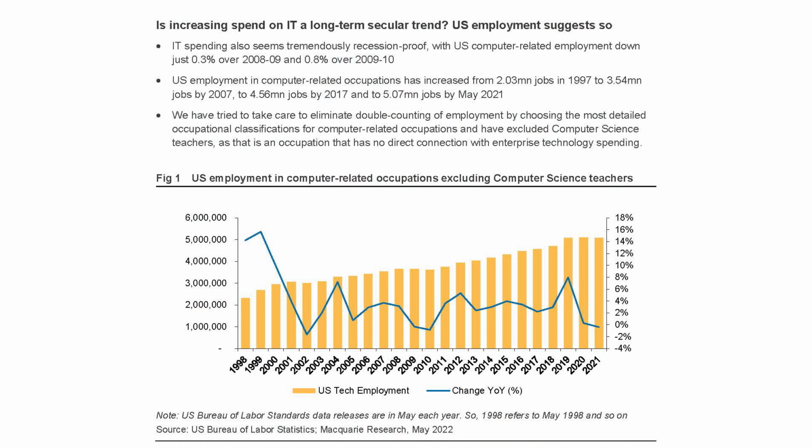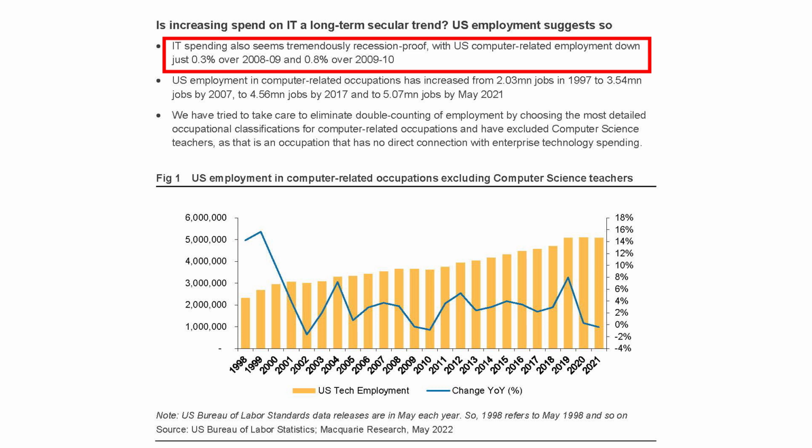And the first two lines have very good information there, so that if you're skimming through it, you get the information that you're looking for. As we go down, there was a graph, and they're making a case for it. So look at this. IT spending also seems tremendously recession-proof, with the US computer-related employment down just 0.3% over 2008-2009 and 0.8% over 2009-2010.